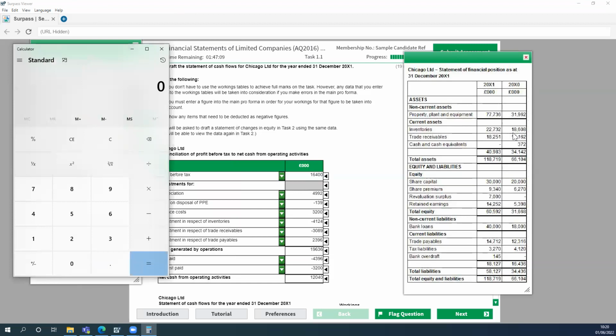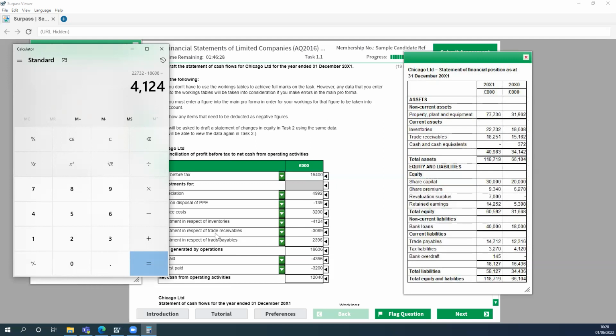So we started off with 18,000, that's million, £18,608 worth of inventory. Well, then it's gone up to 22,732. So therefore, we've bought more inventory, more stock. So that's an outflow of cash. So 22,732 minus what we started with from last year, 18,608. So therefore, we've spent 4,124 extra on inventory, or 4,124,000. So that's an outflow of cash.